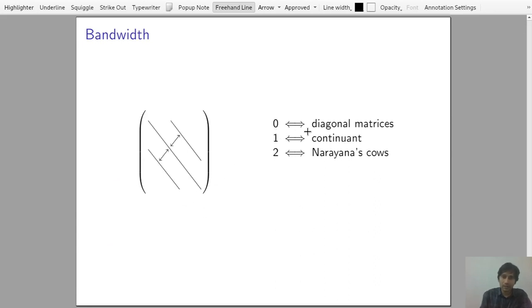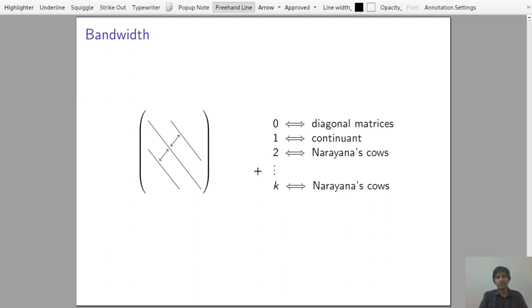Matrices with bandwidth 0 are just the diagonal matrices, and they are not very powerful even though they have small formulas. Matrices with bandwidth 1 are exactly equivalent to the continuant polynomials. They can approximate things efficiently, but they cannot compute things exactly. Matrices with bandwidth 2, as we saw in our proof, compute Narayana-Gauss polynomials. Therefore, matrices of bandwidth 2 capture the formula complexity exactly up to polynomial factors.